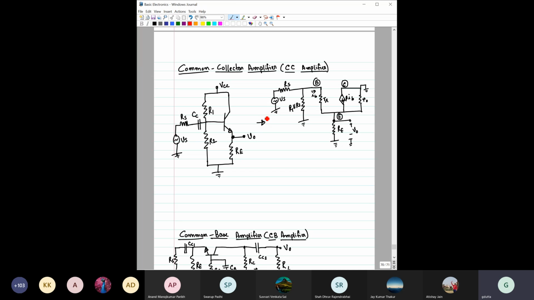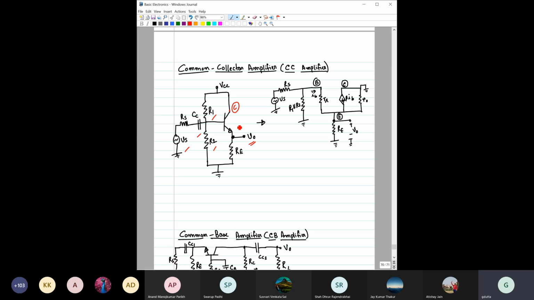For example, you can see here a common collector amplifier. This is the collector terminal, and here it is connected with VCC, so in AC it is basically grounded. The collector is AC ground, so that's why it is called common collector. The output we are taking from the emitter terminal, and across the emitter terminal you have RE. Here we have also used voltage divider biasing to bias the base. Here is the signal source, here is the coupling capacitor, and this is the output. So this is a basic common collector amplifier.